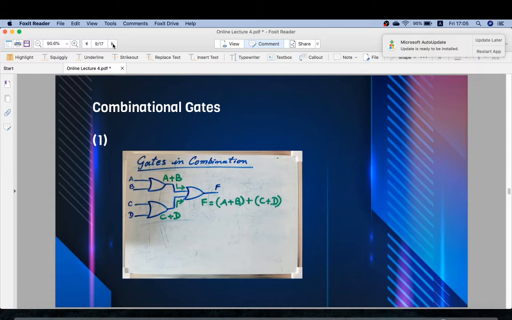As you can see, there is an OR gate, and there are some combinations of OR gates. What is the main function of the OR gate? I think we studied it in our Boolean algebra. Whenever we use an OR gate, it means we are adding the variables. So here, how many OR gates are we using? 1, 2 and 3.